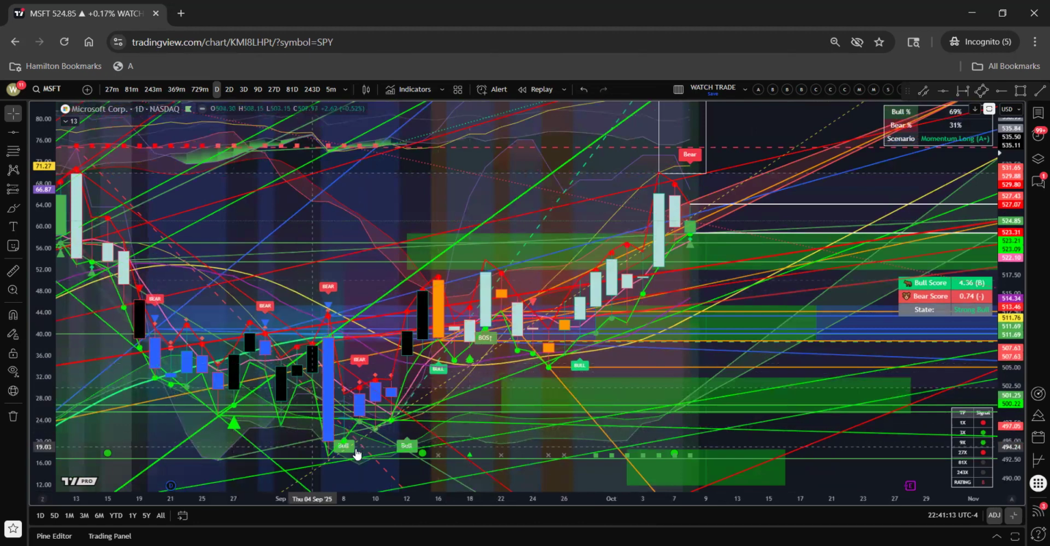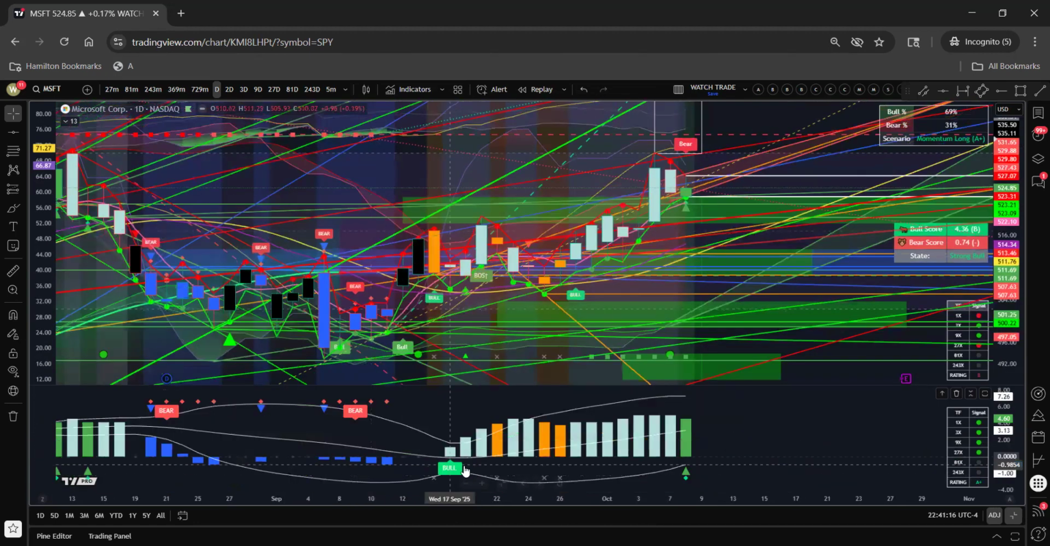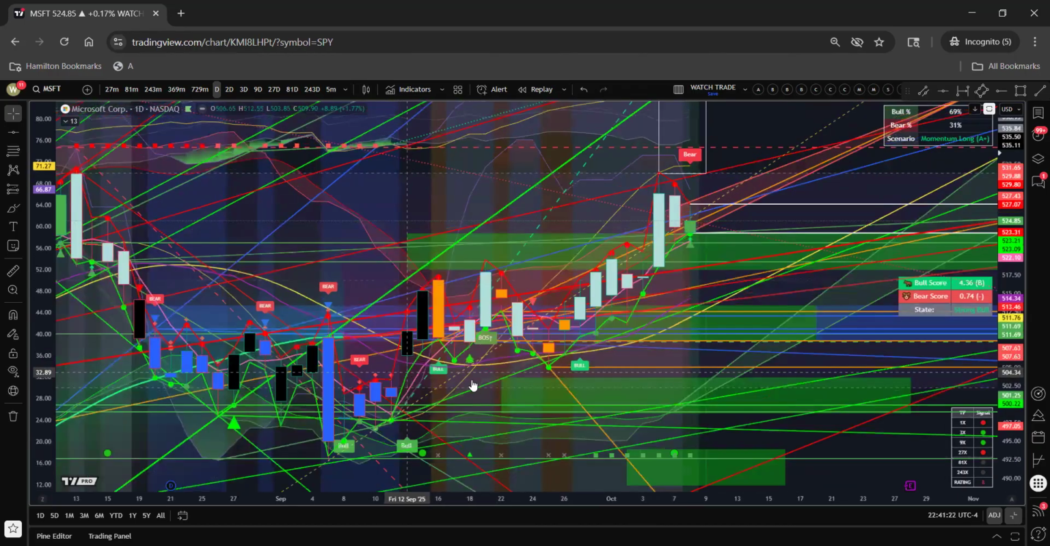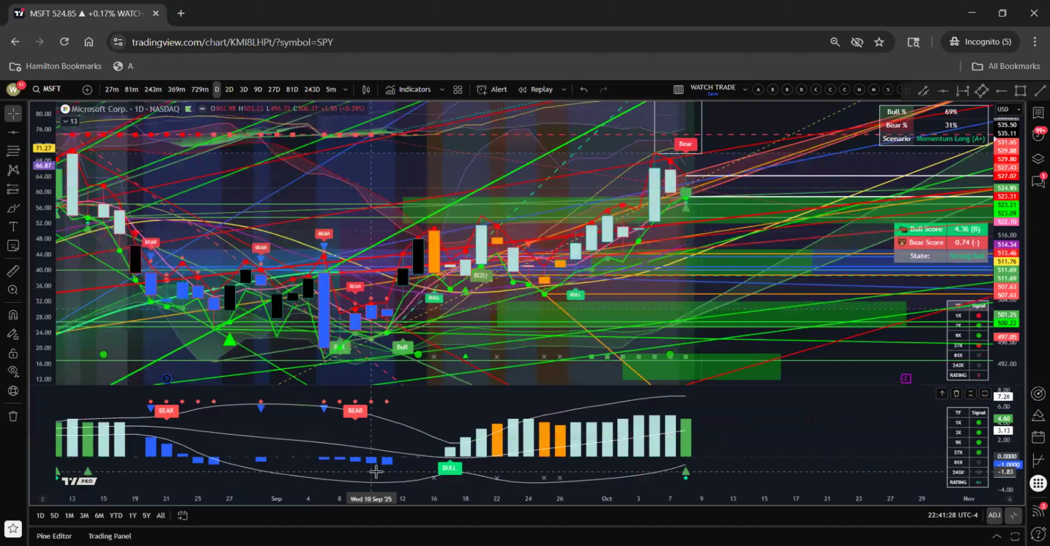So look at this. We had a crazy buy signal this day here, and it caught the bottom. Typically, this is what this indicator does. It catches the bottom before we get any other real buy signals. This is the oversold one.